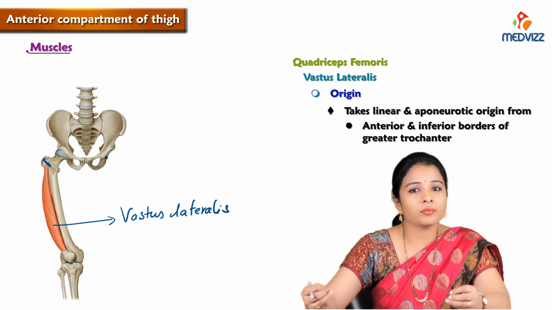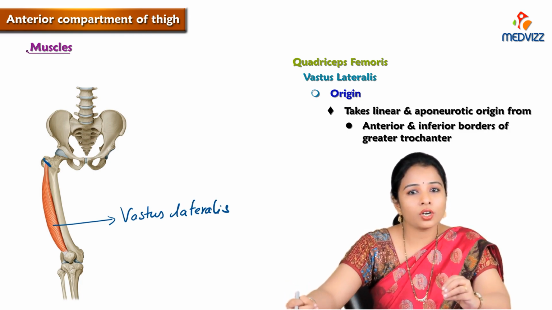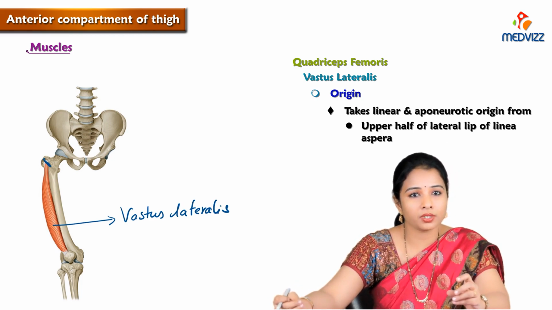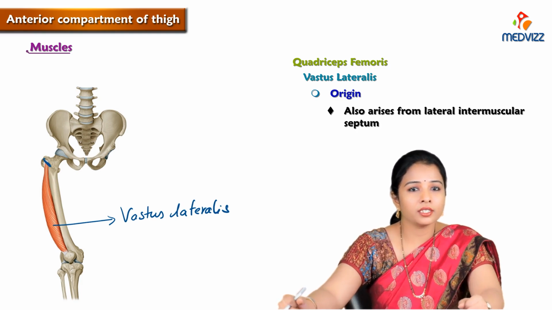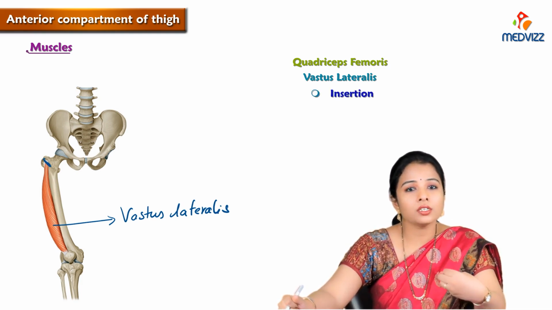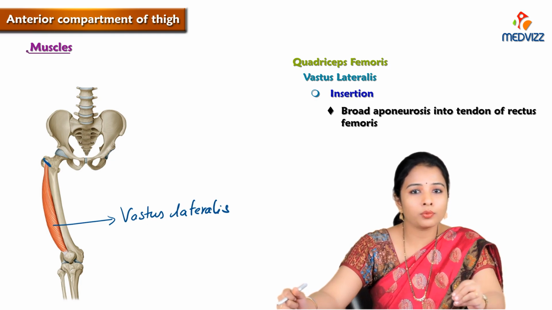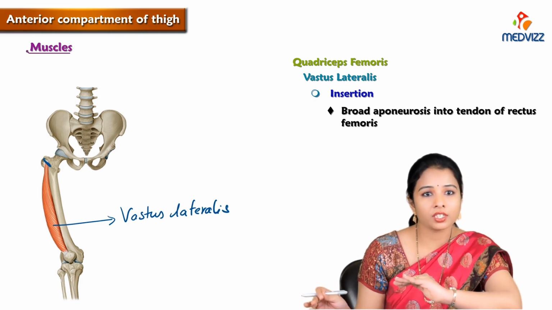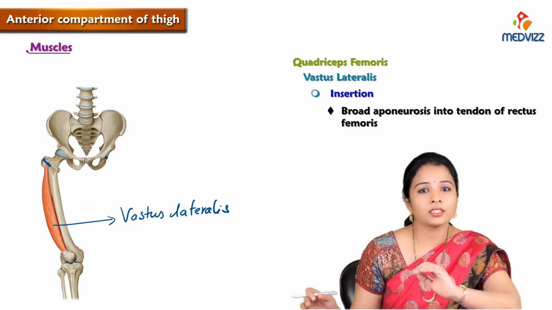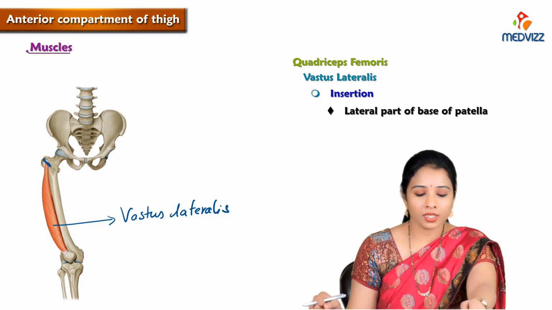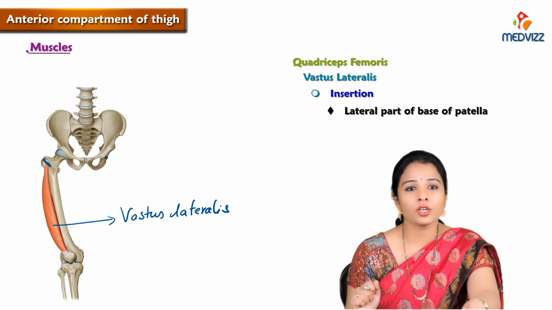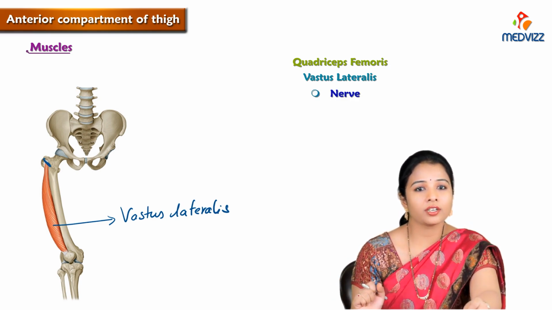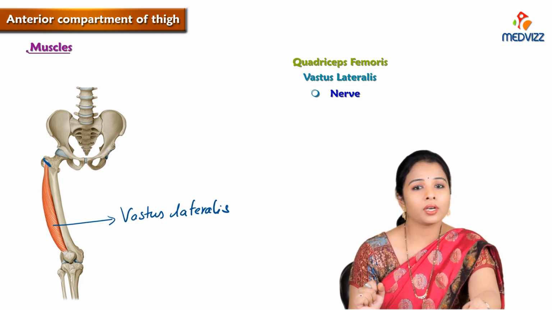So posteriorly the femur has got a rough part which is called as linea aspera. So it gets origin from the upper half of the linea aspera and also partly from lateral intermuscular septum. So this muscle gets inserted by a broad aponeurosis into the tendon of rectus femoris. So first it converges into the tendon of rectus femoris and finally gets inserted into the base of patella and also on the lateral side of patella. So vastus lateralis, so all the quadriceps femoris, don't forget to remember that it is supplied by femoral nerve.